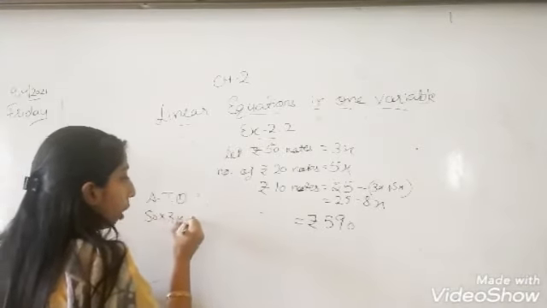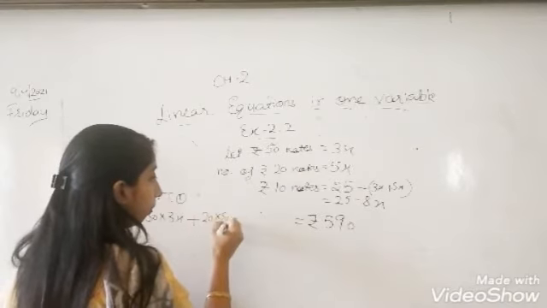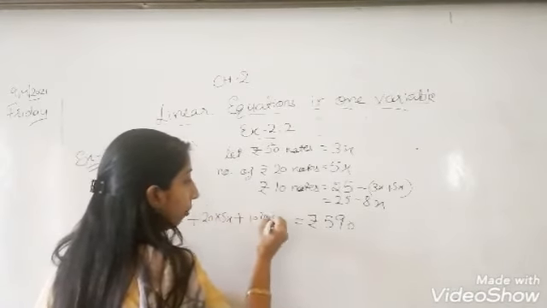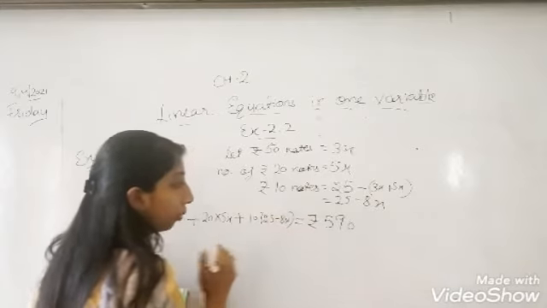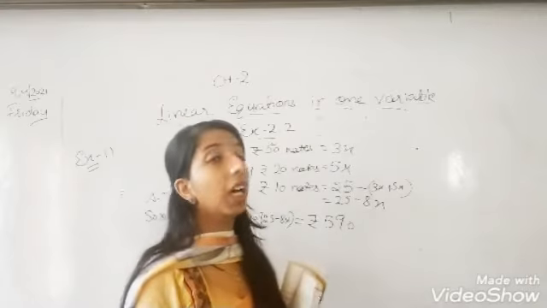Okay. Plus 20 into 5x plus 10 into 25 minus 8x. Clear? This total will become rupees 590. It's very easy, class. Why do I have to multiply?